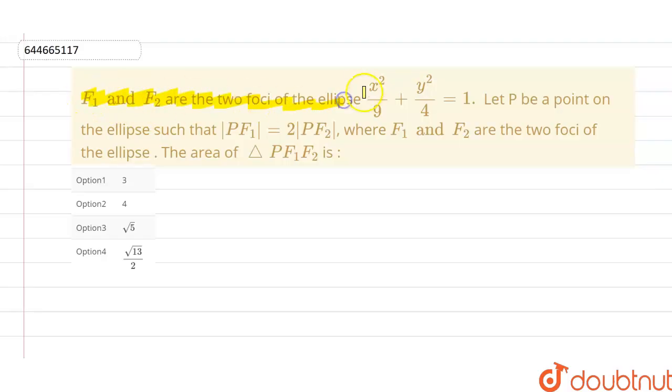Okay, so the question we have is: F1 and F2 are the two foci of the ellipse x square by 9 plus y square by 4 equals 1. Let P be a point on the ellipse such that mod of PF1 is twice mod of PF2, where F1 and F2 are the two foci of the ellipse. I have to find the area of triangle PF1F2 under this condition. So first, the solution part.